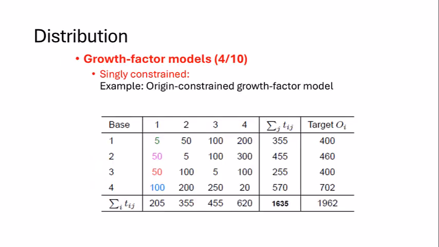Here, we see an example of an origin-constrained growth factor model. Imagine we have information on how much trip generation will increase in certain zones. By applying these factors, we can redistribute the growth across the OD matrix, maintaining the pattern of trips but scaling them according to the new totals for each origin zone.